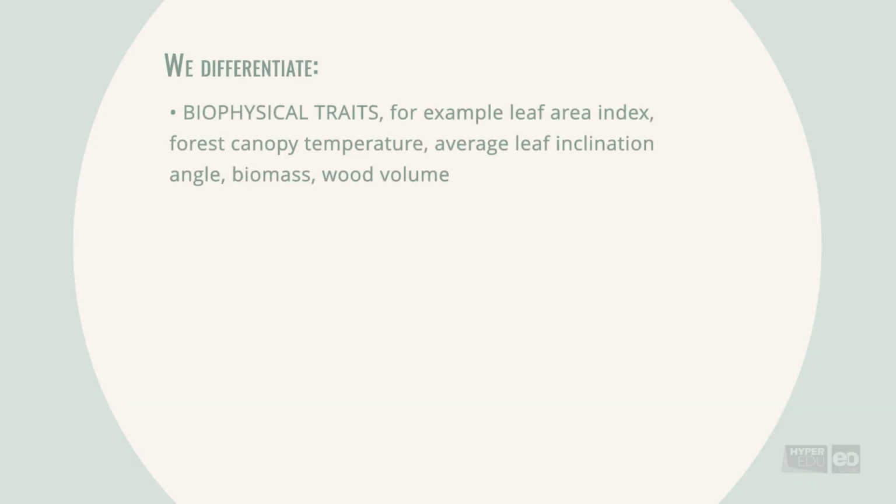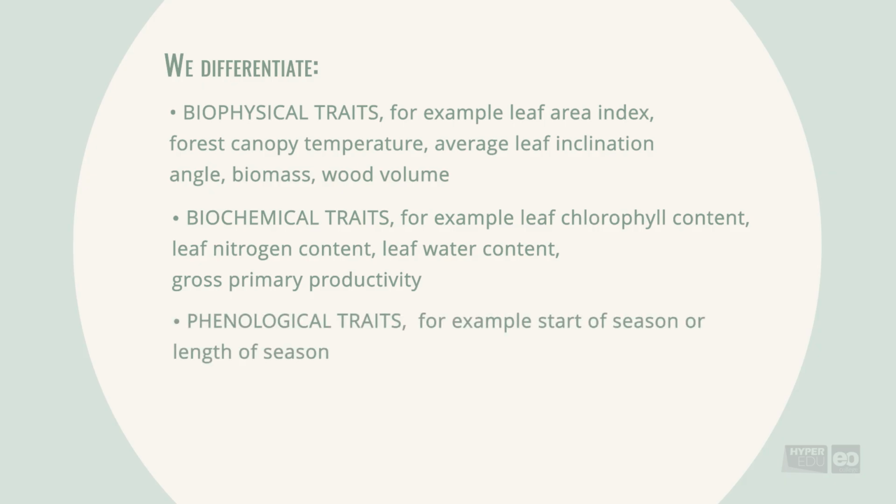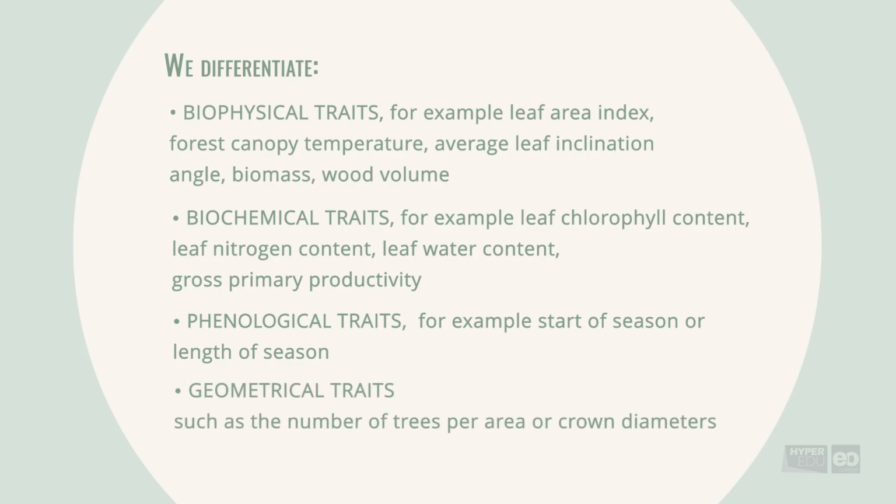We differentiate biophysical traits, for example, leaf area index, forest canopy temperature, average leaf inclination angle, biomass, wood volume. Biochemical traits, for example, leaf chlorophyll content, leaf nitrogen content, leaf water content, gross primary productivity. Phenological traits, for example, start of season or length of season. Geometrical traits, such as the number of trees per area or crown diameters.